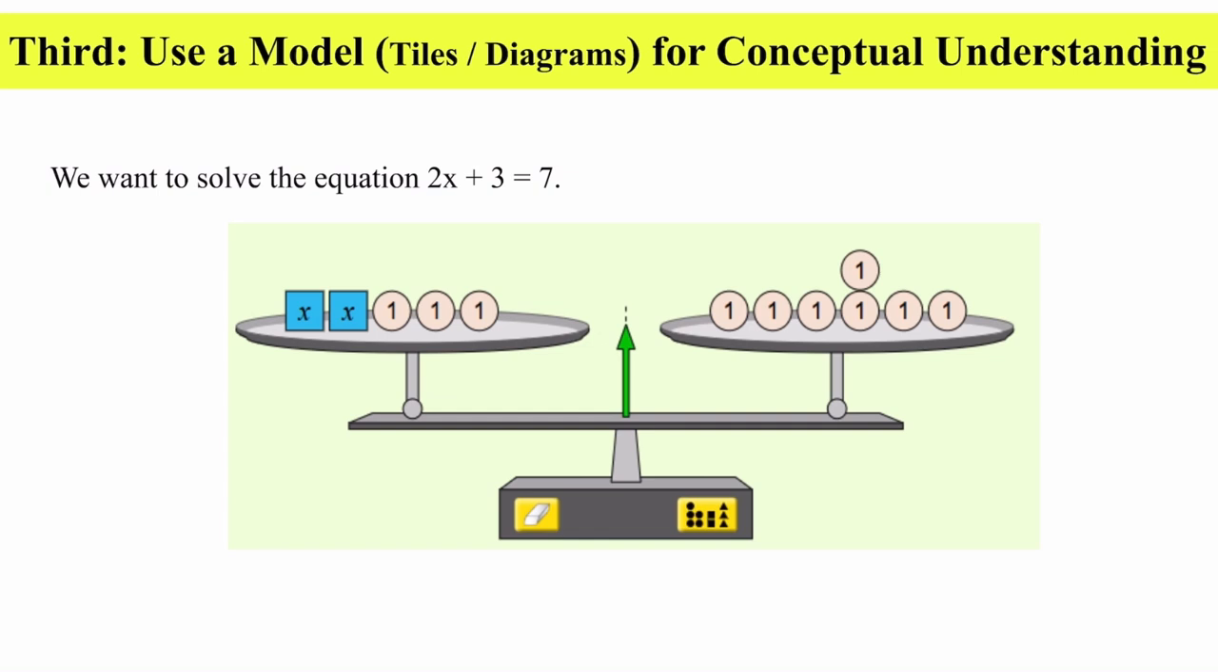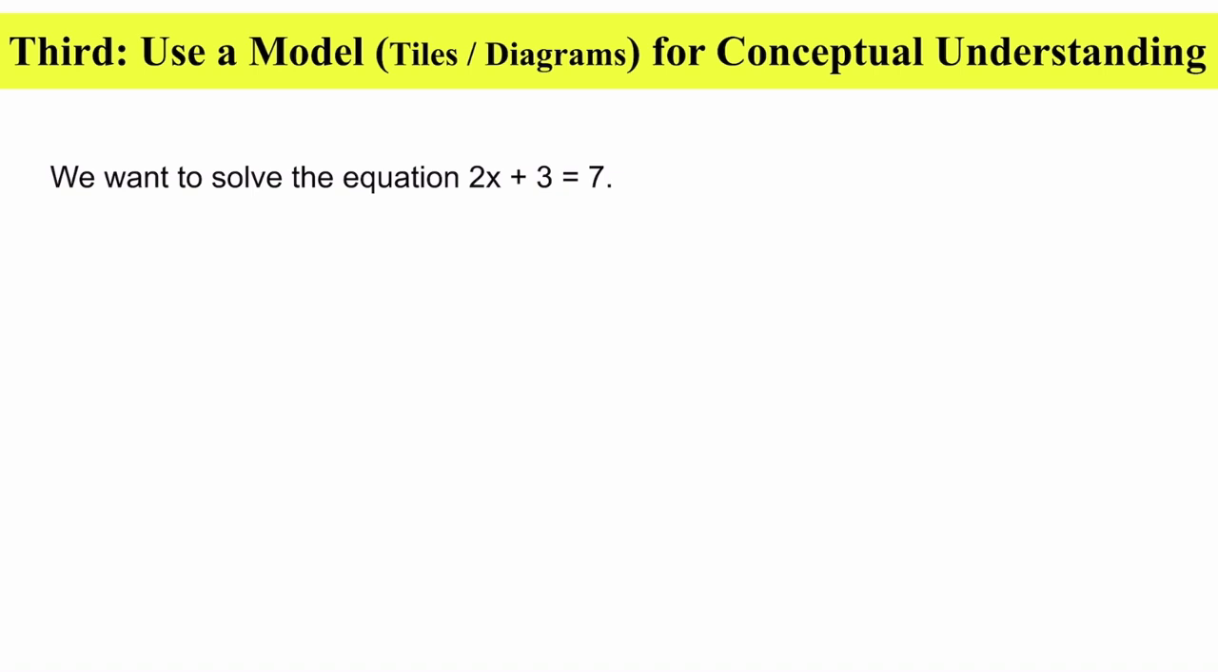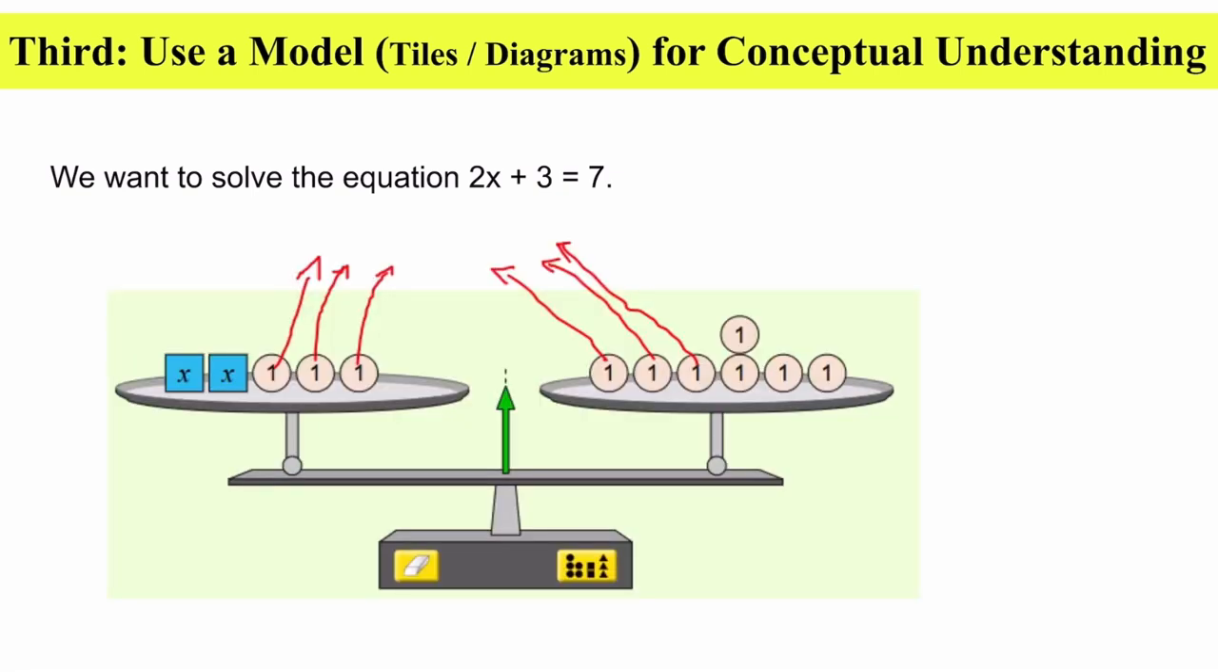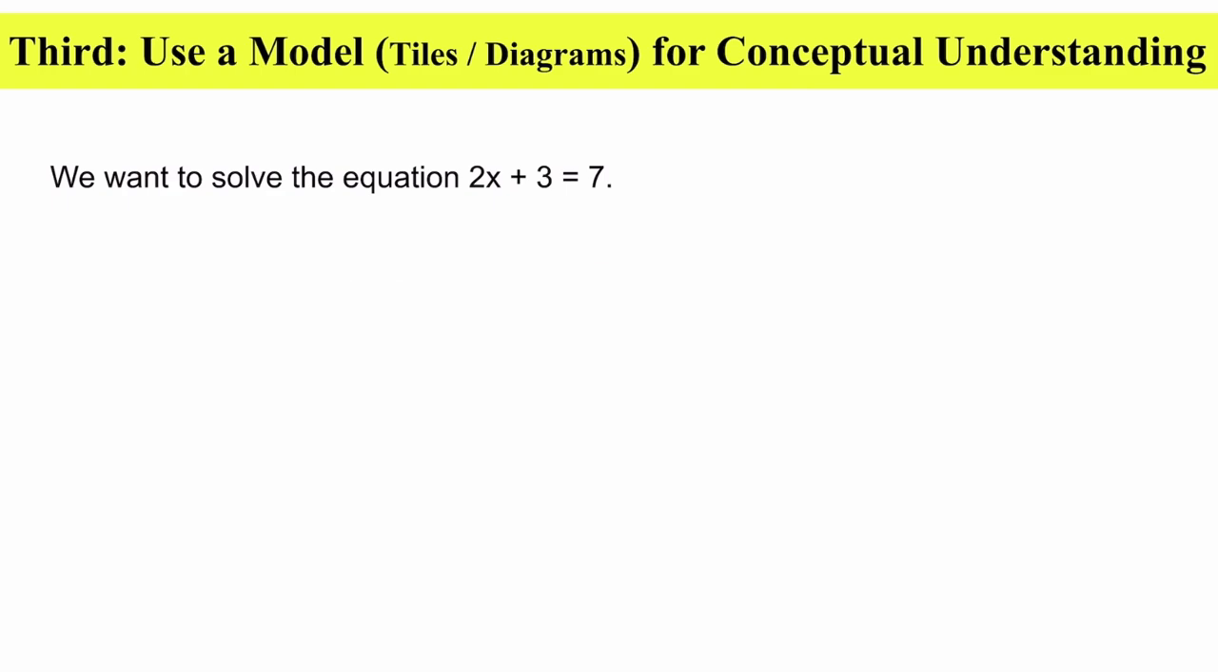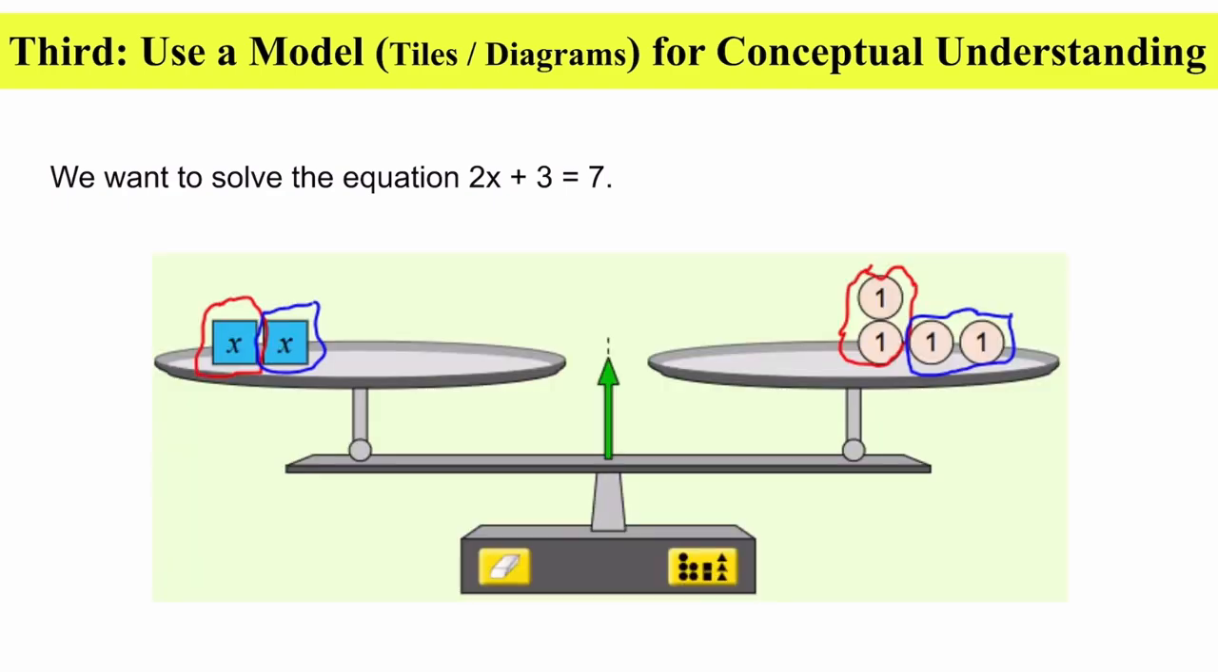So, to start solving, we remove 3 unit blocks from both sides. This keeps the scale balanced. After removing the 3 units, the left side now has only the 2 x's, and the right side has 4 unit blocks left. Now think about the situation. If 2 x's together weigh the same as 4 units, then each single x must weigh half of 4, which is 2. So the value of the unknown number, x, is 2.